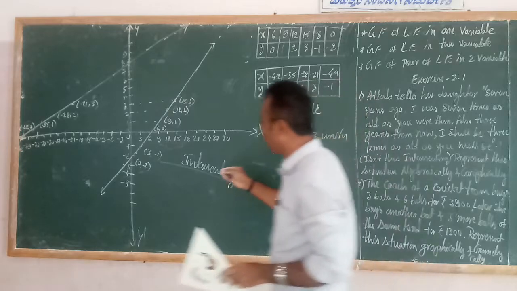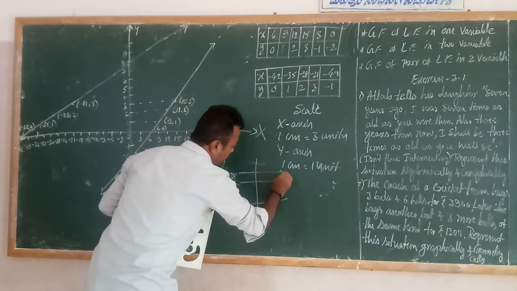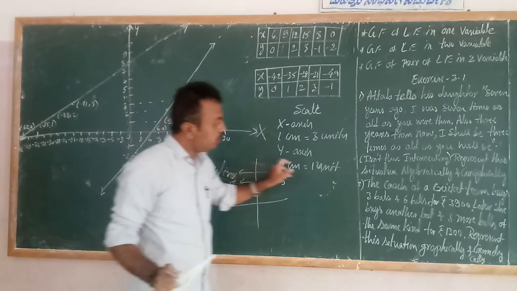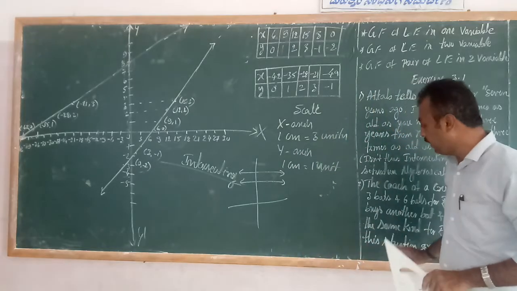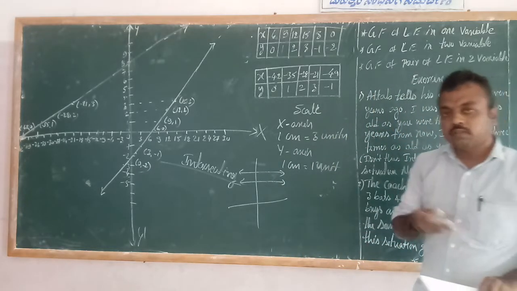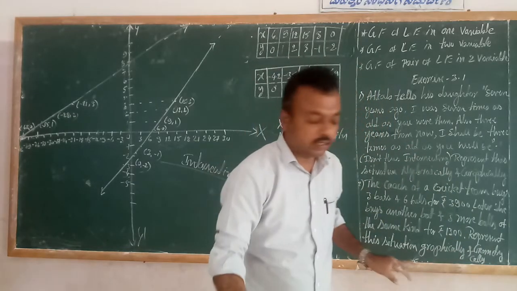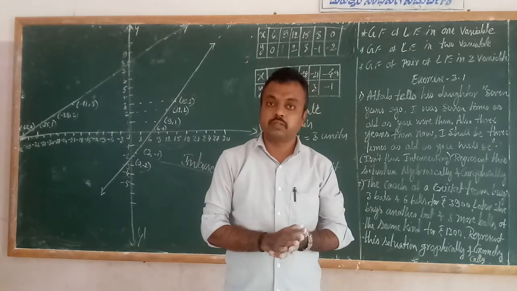Suppose the lines do not meet, then they are parallel lines. Okay. In the next, the second question, this is homework for you. The second and third questions are there, so you have to solve them at home. Okay, students. The remaining two questions are in this Exercise 3.1. You have to solve them at home. Okay, students. Thank you.